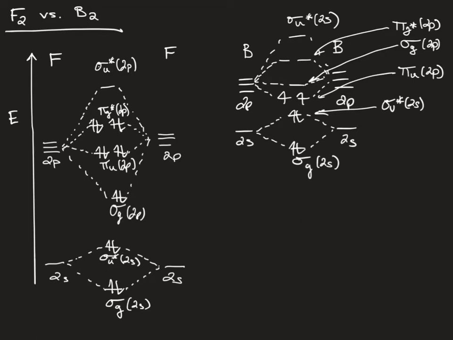Now, if you look, you might notice that there is a difference between the difluorine compound and the diboron compound. And that is the ordering of the orbitals that result from the 2p combinations. In the case of difluorine, we have the sigma g lower in energy than the pi u orbitals. In the case of the diboron compound, we have the opposite. We have these pi u's that are lower than the sigma g orbitals from the 2p's. The reason for this has to do with something called orbital mixing.